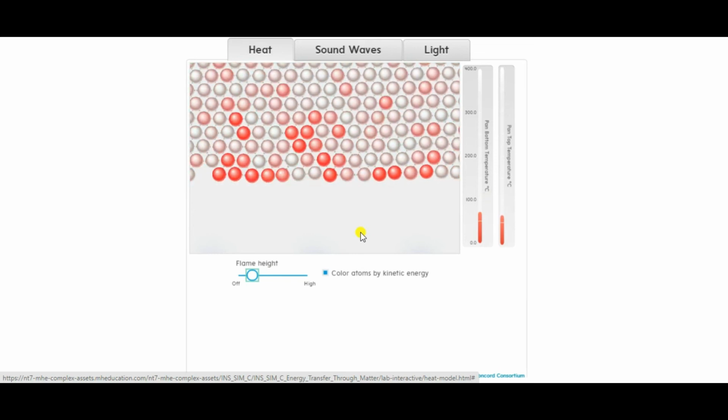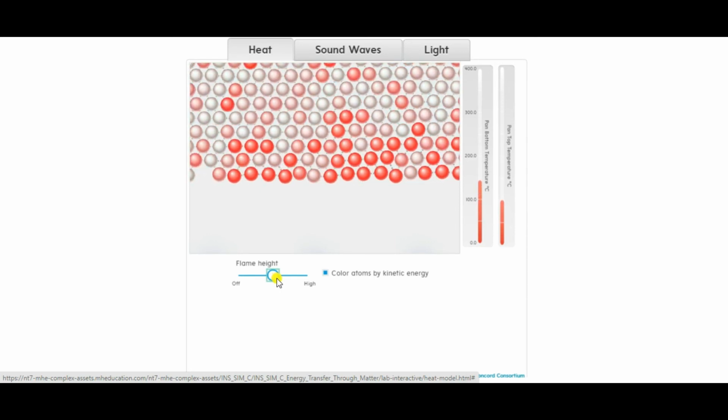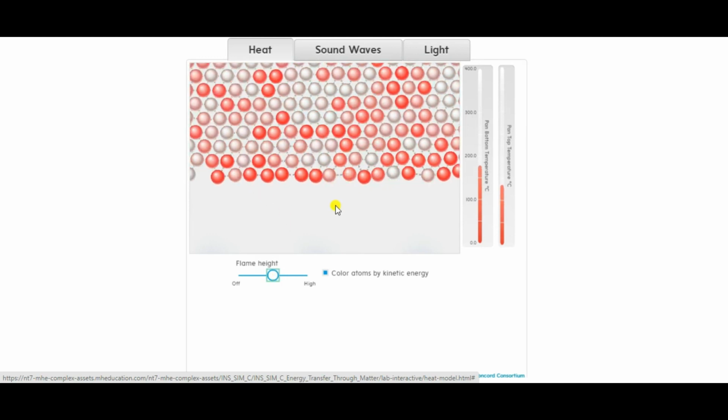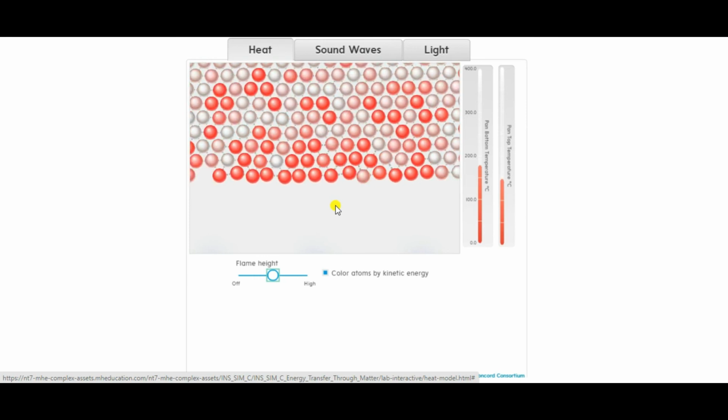So yet again, take a look at what's going on right here so you can write your observations on the table. Now, in our second step, we're supposed to get the flame height all the way to the half. So right here, let's take a look at what happens. So I can see more activity. That means that the kinetic energy of the molecules is increased because I see a lot of movement right here.